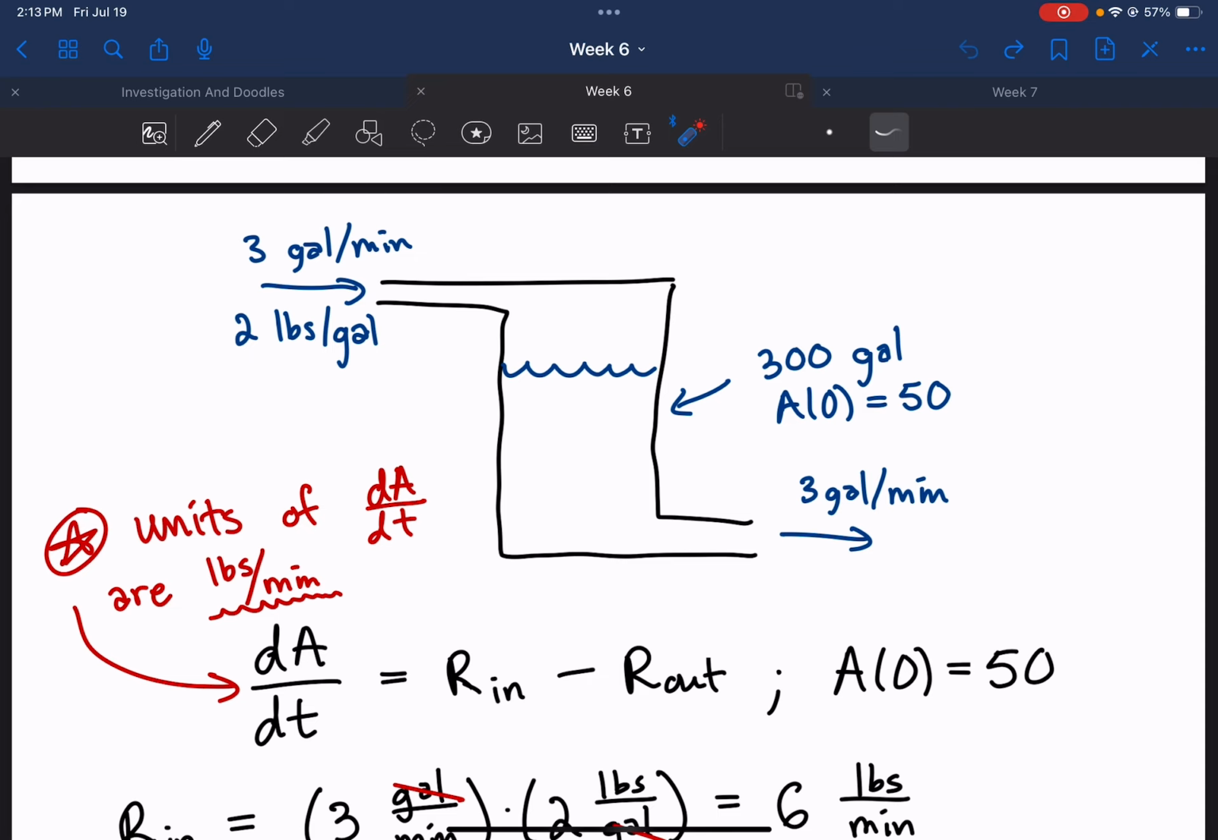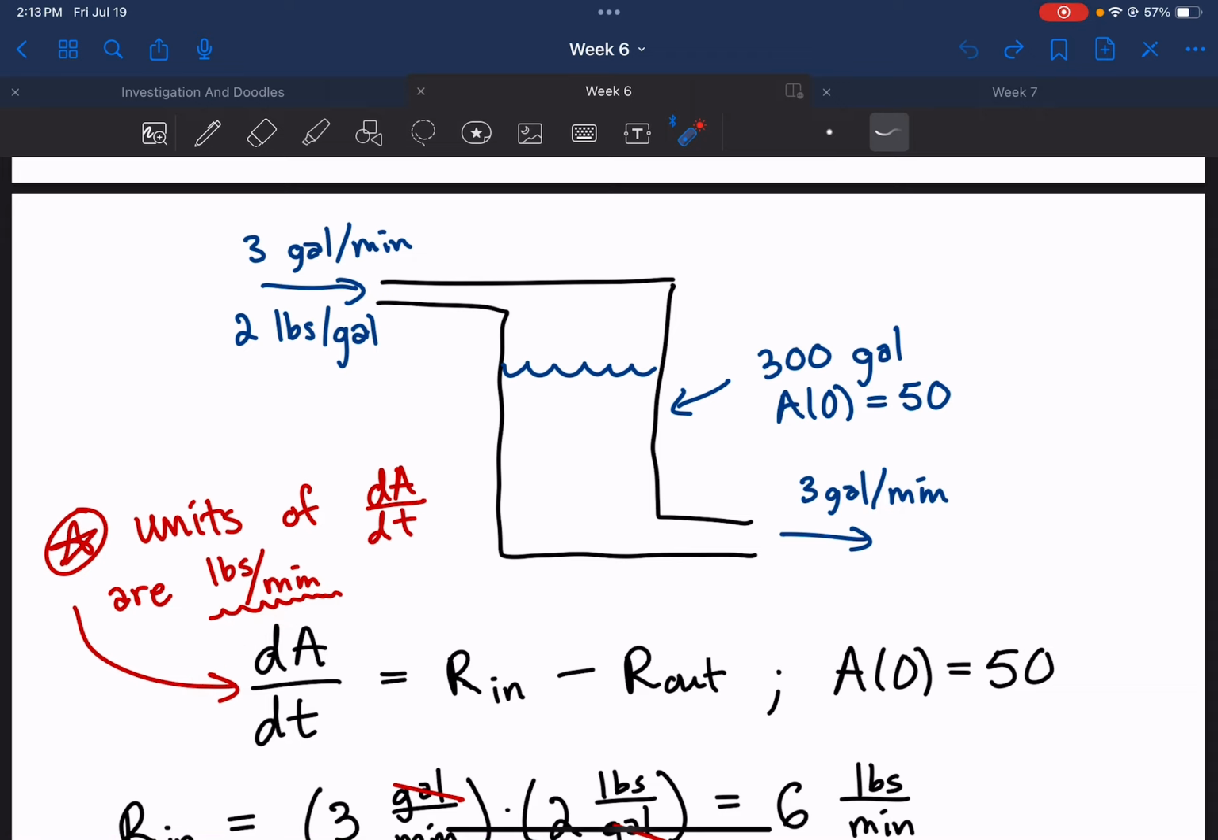Just pay attention to the units, right? Pay attention to the units. What are the units of dA/dt? This is pounds. This is minutes. So this is measured in pounds per minute. Since it's pounds of salt, minutes of time, dA/dt is in pounds per minute. It's a rate. Pounds of salt per minute.